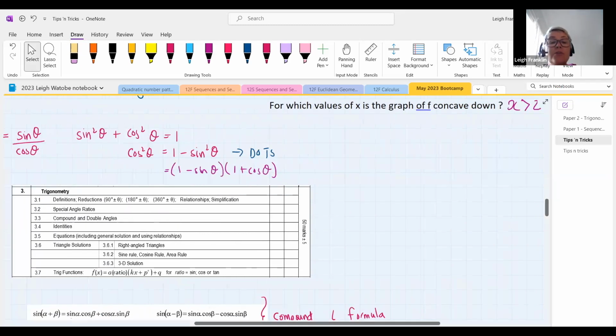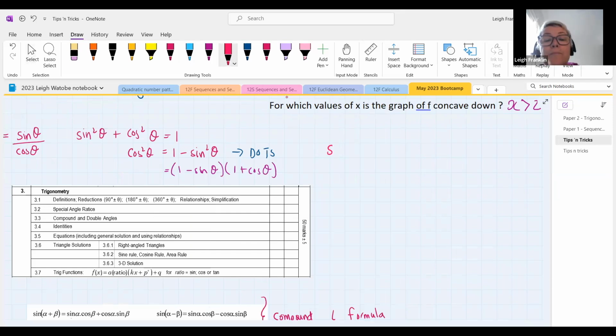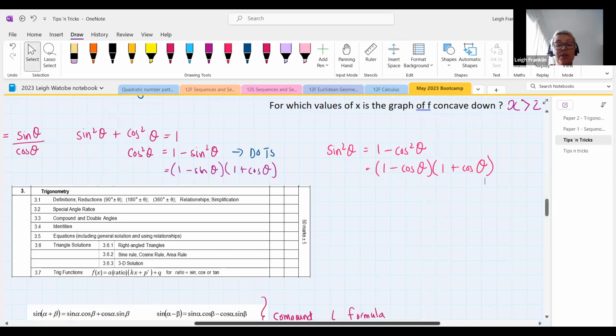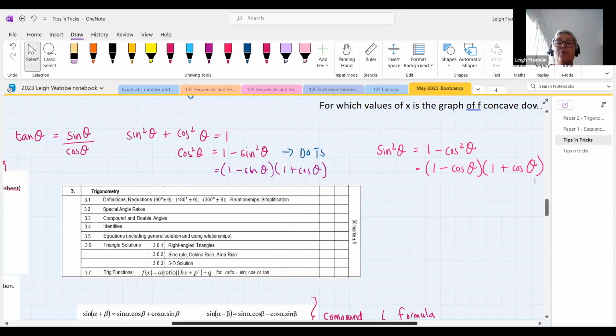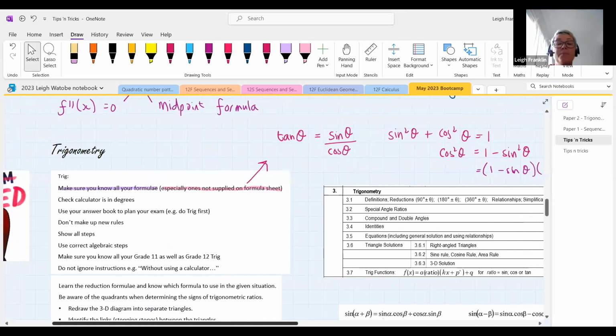Okay, and the same thing can happen with sine squared theta as well. So just moving over here, if I make sine squared theta the subject of the formula, that could be written as 1 minus cos squared theta. And if you needed to, you could factorize that as well. So 1 minus cos theta, 1 plus cos theta. Right, so those are not going to be on your formula sheet either. You need to know them from grade 11.